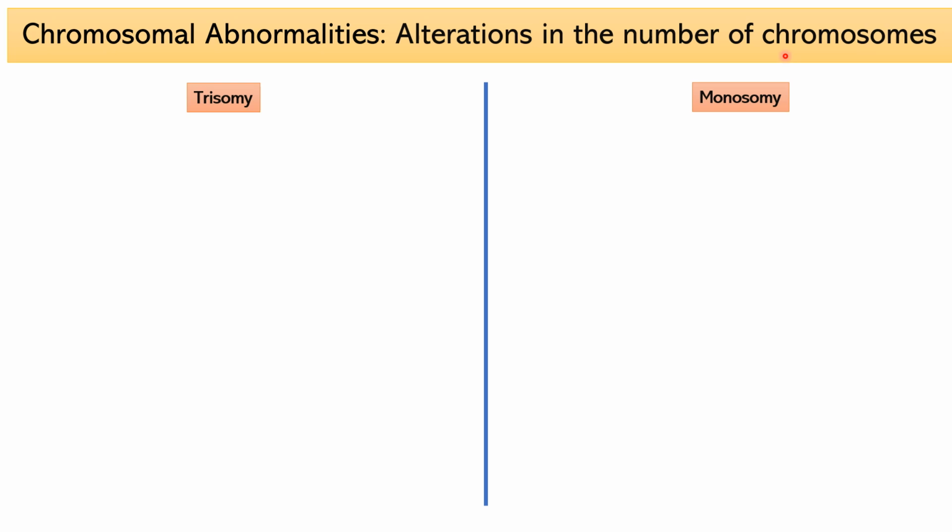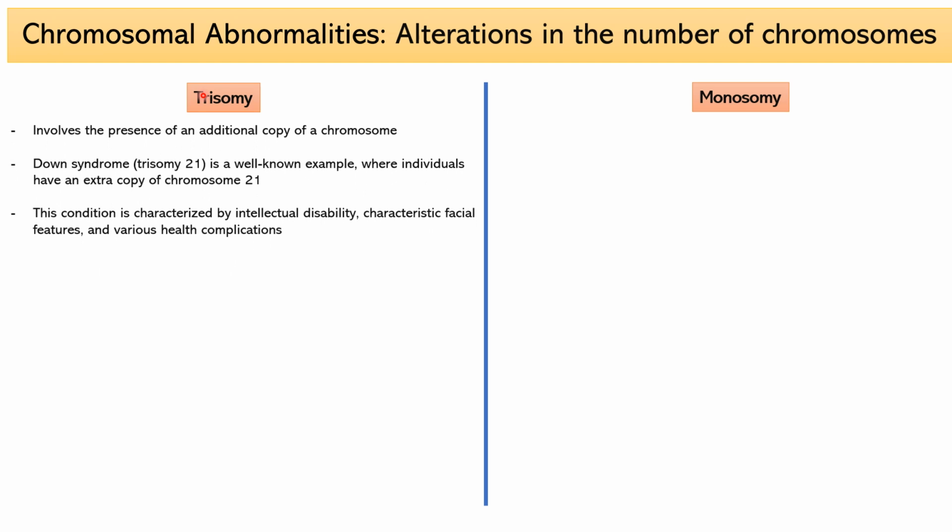Okay, so now we're gonna get introduced to chromosomal abnormalities. Chromosomal abnormalities come in two different forms. Here we're gonna cover the first form, which is alteration in the number of chromosomes. Of course, there are different conditions with different abnormalities in the number of chromosomes, but here we're gonna just cover two different examples, trisomy and monosomy.